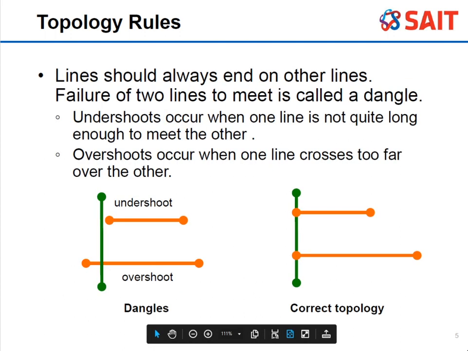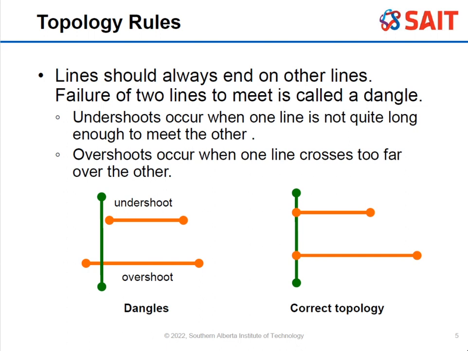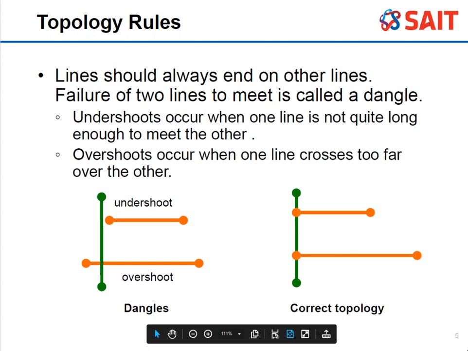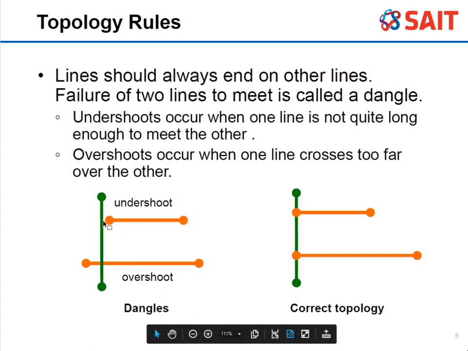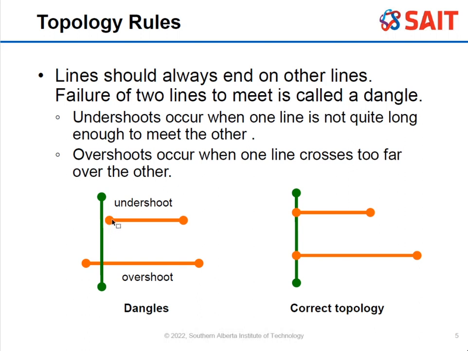Then lines have something called dangles if we don't do it correctly. The main rule is that they should always end on other lines. We'll get to exceptions later, but there are always exceptions to every rule. If a line doesn't end on another line, we call it a dangle. There are two different versions: an undershoot and an overshoot. An undershoot means it doesn't quite make it to the line, so there's a little gap between the end of this line and the edge of the other line.